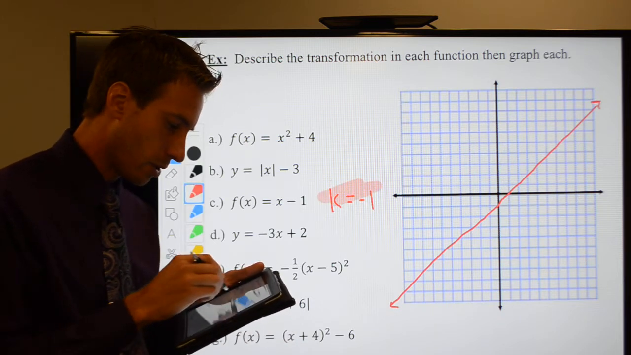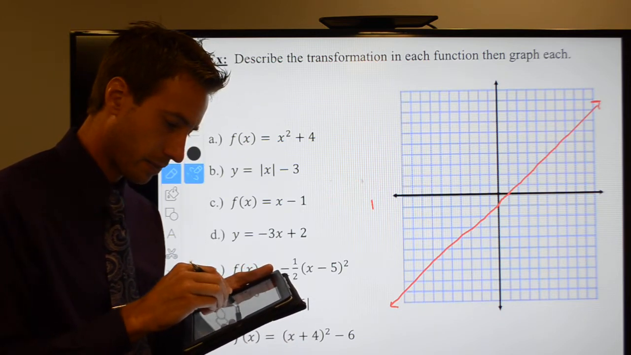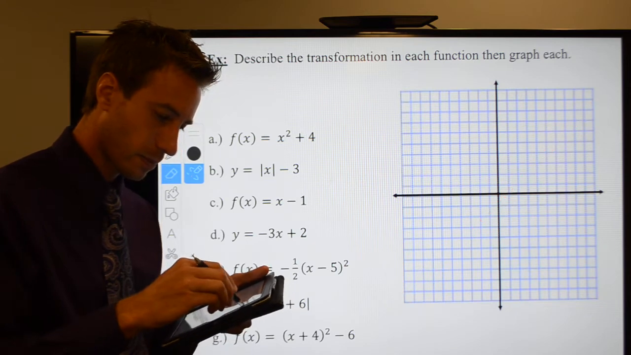Let's try another one. Oh, sorry, that is a highlighter. No bueno. All right.